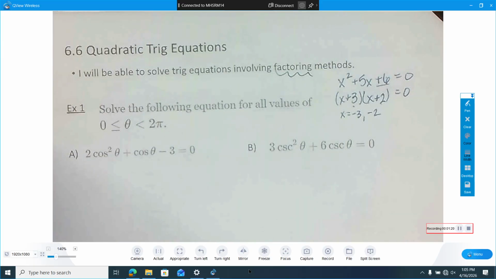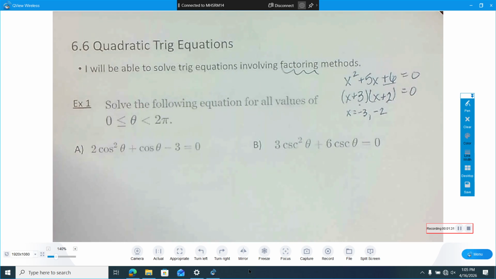That's what we're doing, except the x is now replaced with a trig function. So we are factoring to solve, and maybe it's double bubble like this. Maybe there's a GCF. But those are all the things we want to keep in mind today while we're doing these.